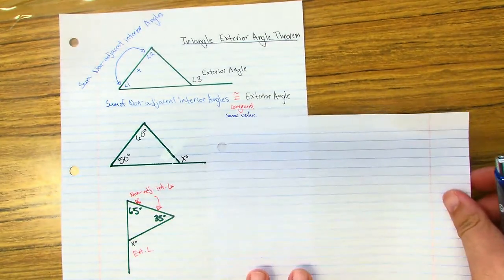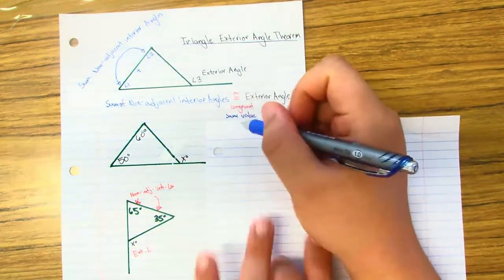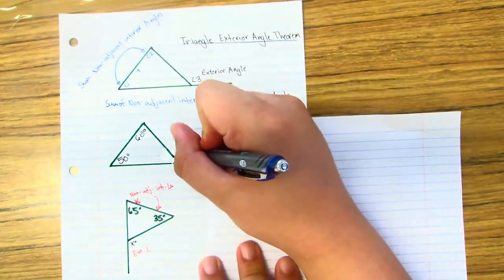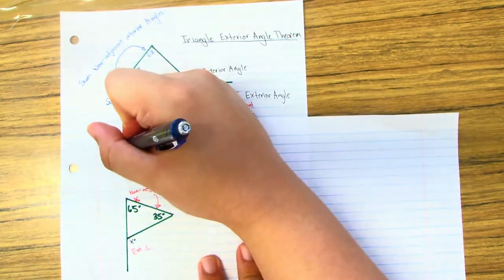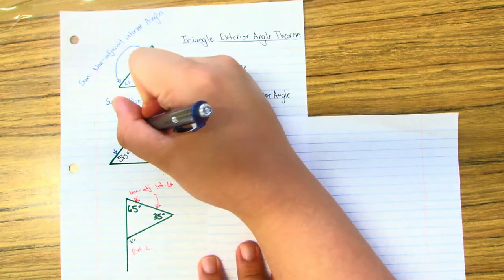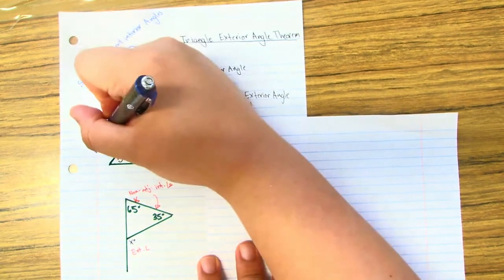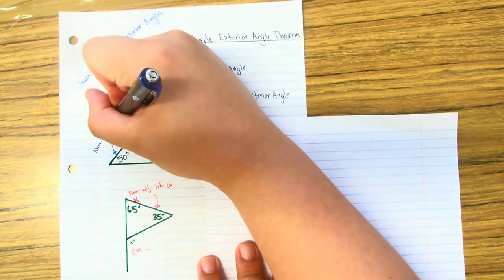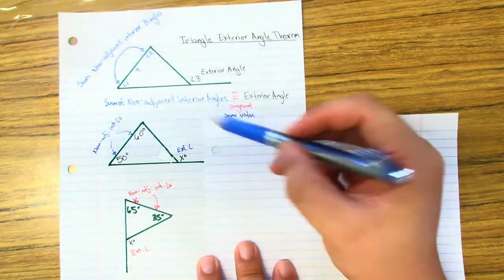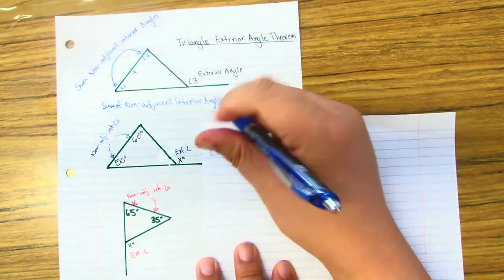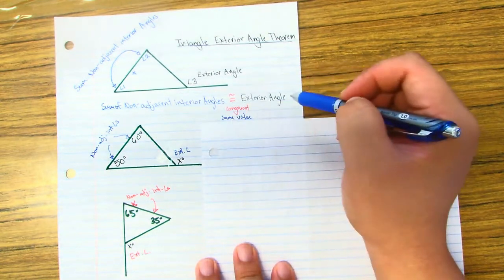So here, once again, we're going to write the equation. Here we're given the exterior angle, and these two angles here, I'll just put abbreviations, the non-adjacent interior angles. So we're using the non-adjacent interior angles, and we're going to write an equation for that. Once again, we're going to use this equation on top: the sum of the non-adjacent interior angles will be congruent to the exterior angle.